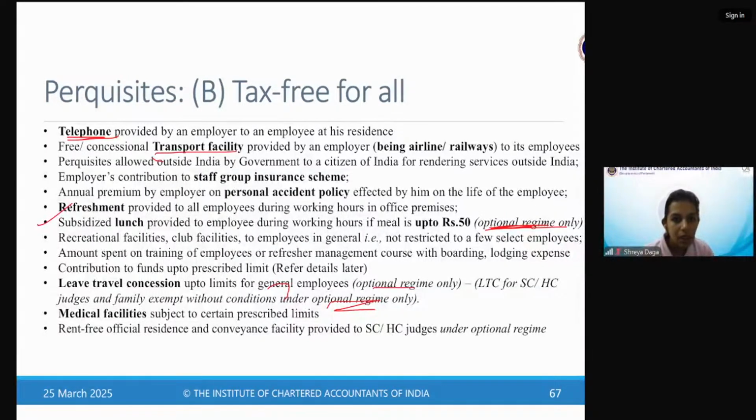So leave travel concessions exemption, okay, has some criteria or some limits. Limits are applicable to other employees. No limits are applicable to Supreme Court, High Court judges. But for both of them, they get this benefit only under optional regime.